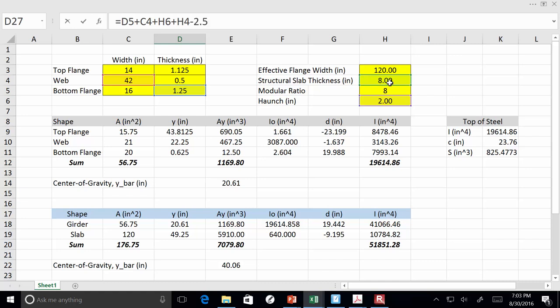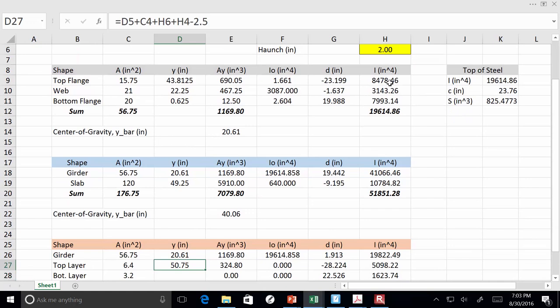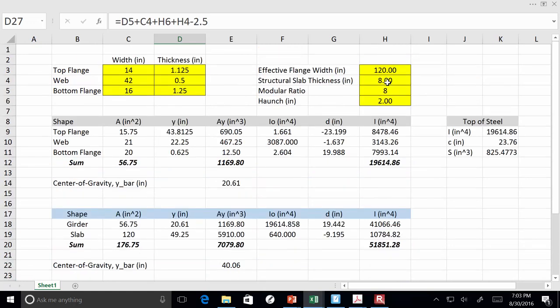Make sense? And there we go. Now for the bottom layer, what are we going to do? Bottom flange thickness, right? Web depth, go up the haunch, and then what? Just go up 1 inch, right? And that'll put us there.